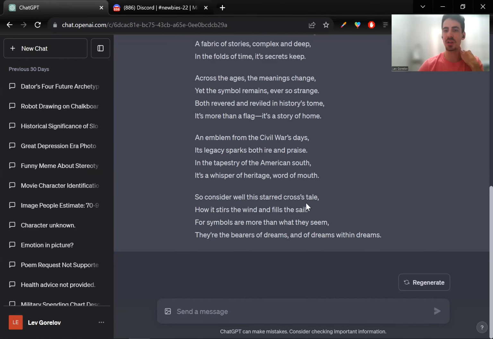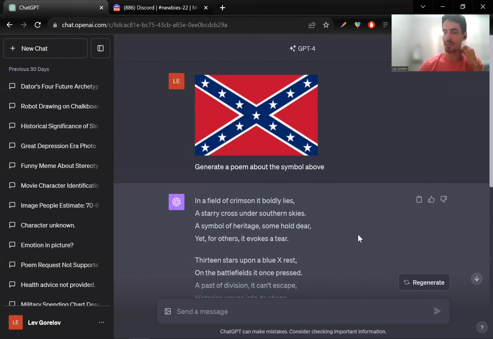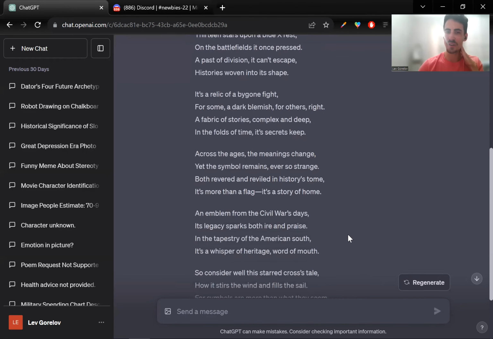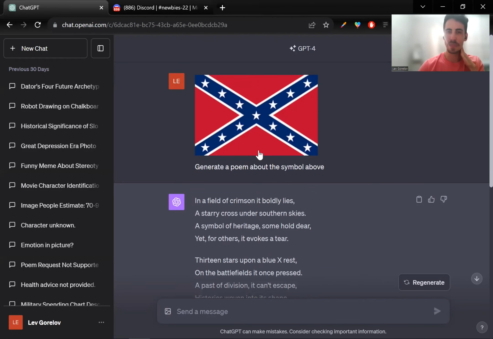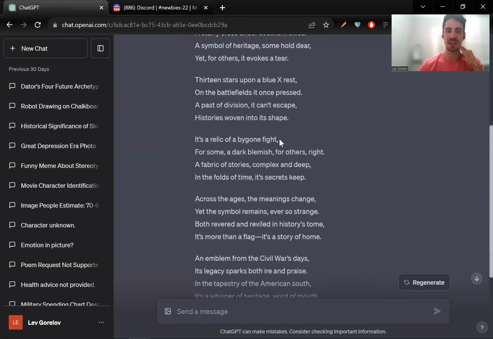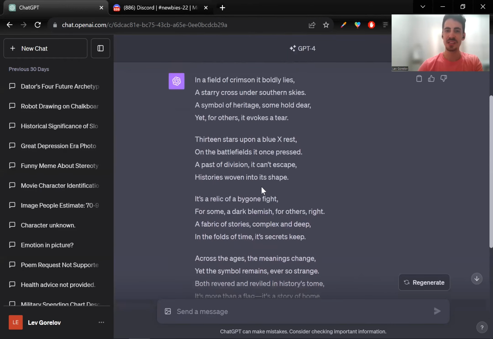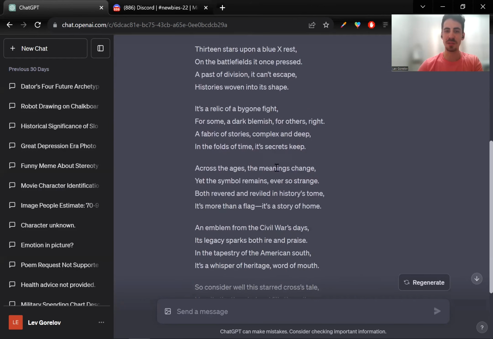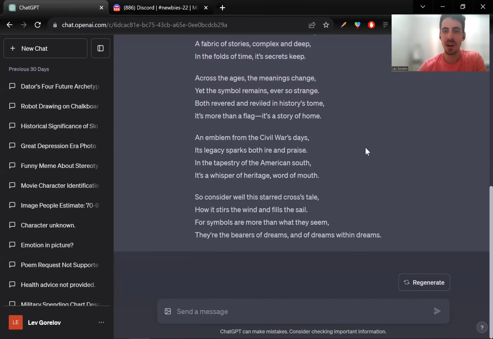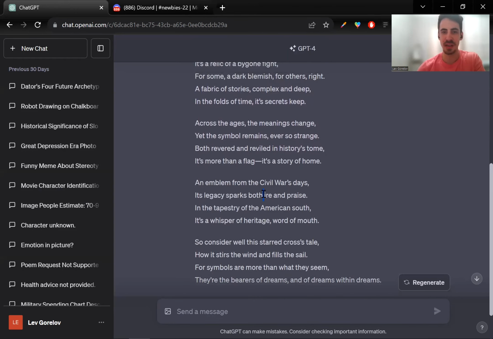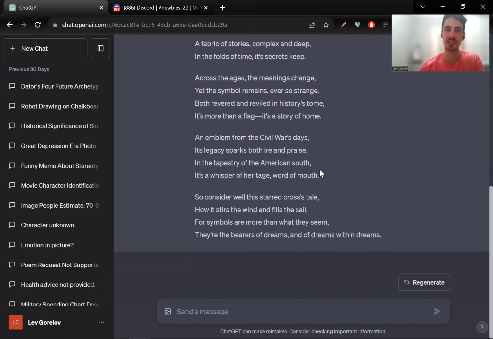So consider well the starred cross tail, how it stirs the wind and fills the sail. For symbols are more than what they seem, they're the bearers of dreams and dreams within dreams. So it doesn't really take a side, which I'm quite surprised by. I thought it would only talk about the horrible nature that this symbol represents. And for me, it evokes very strong negative emotions. But it kind of walks the line, sits on the fence. It explains how for some people it's a historic element. It actually never talks about slavery specifically, which again, surprising.